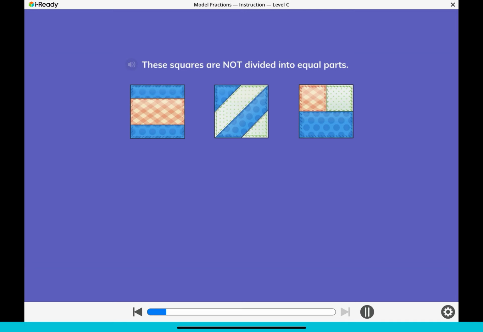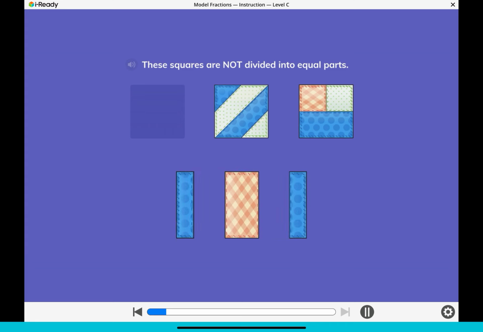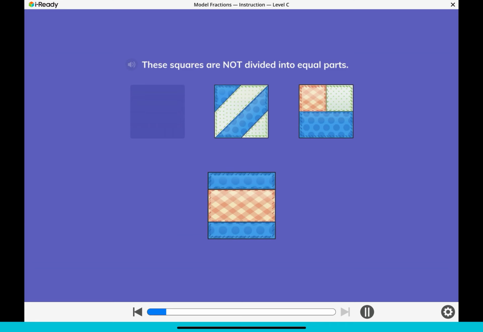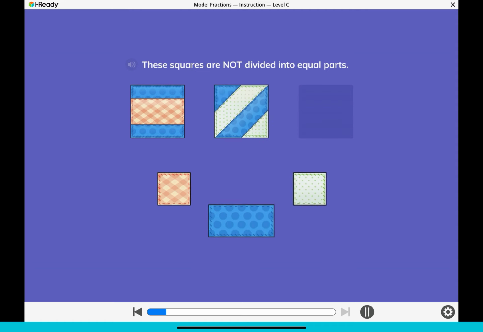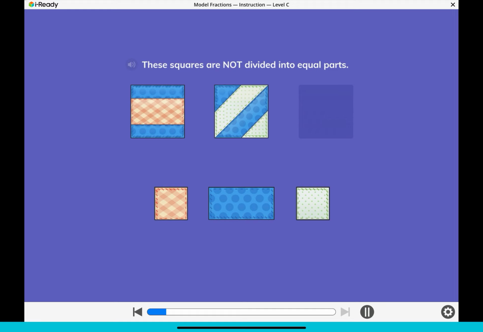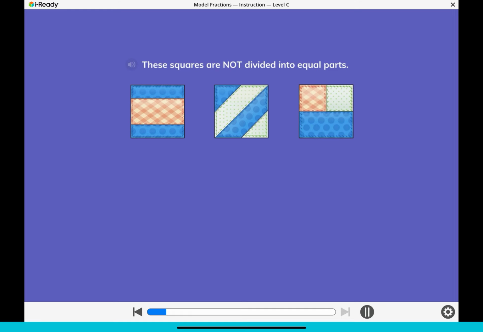These squares are not divided into equal parts. The parts of this square are not all the same size. This square also has different sized parts. When a shape has different sized parts, the shape is not divided equally.